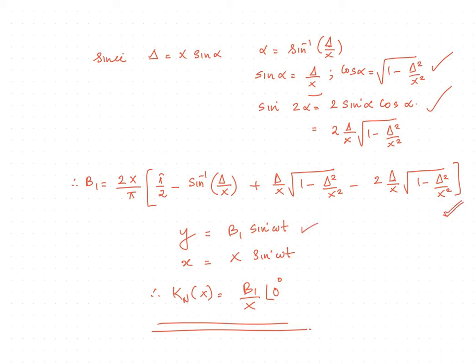Here, the input and output of the nonlinearity can be represented as X sin omega t and B1 sin omega t. It shows there is no phase difference between the input and the output. Hence, the describing function Kn of X will be capital B1 by capital X, angle 0.